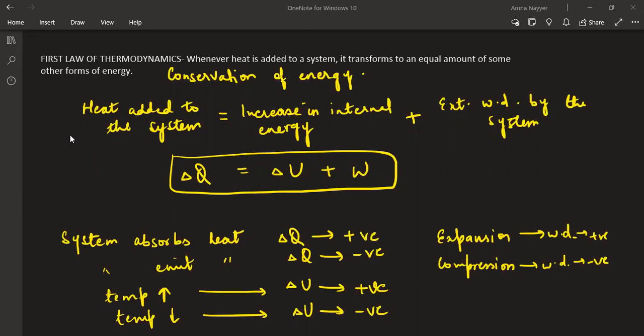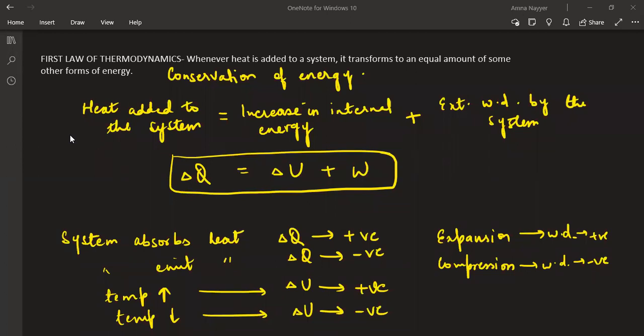So the law statement is: whenever heat is added to a system, it transforms to an equal amount of some other form of energy. Fine. So heat is added to the system, giving an increase in internal energy plus external work done by the system, right?